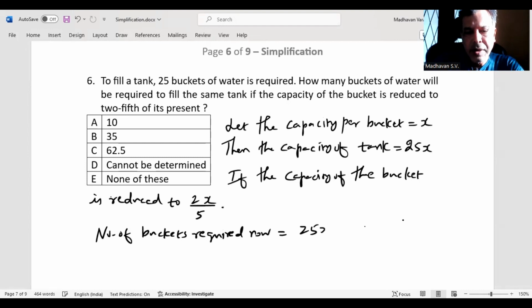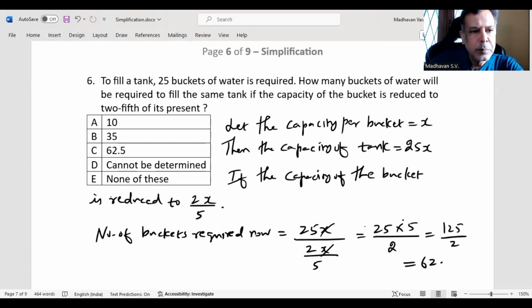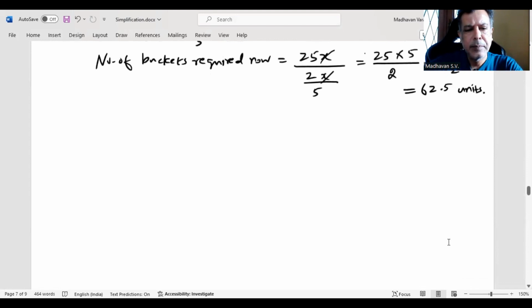So total capacity of the tank divided by 2x/5. So this x and x can be cancelled. So 25 multiplied by 5 divided by 2. So that will be 125/2. So you get 62.5. We don't know what the unit is, 62.5 units we put. Number of buckets, sorry. Number of buckets is 62.5. Numbers, you can say.